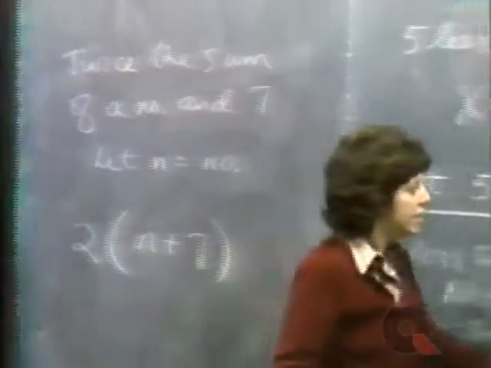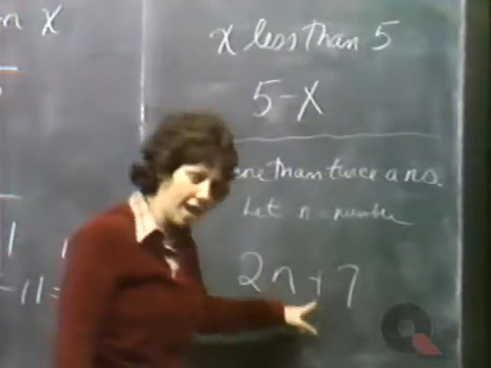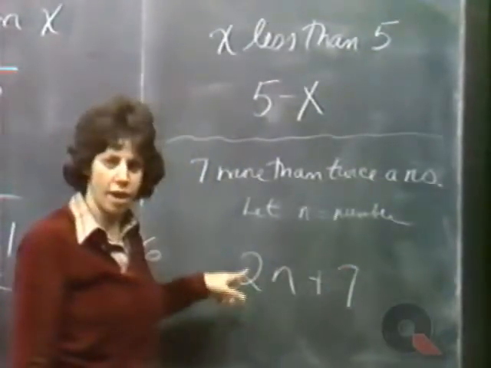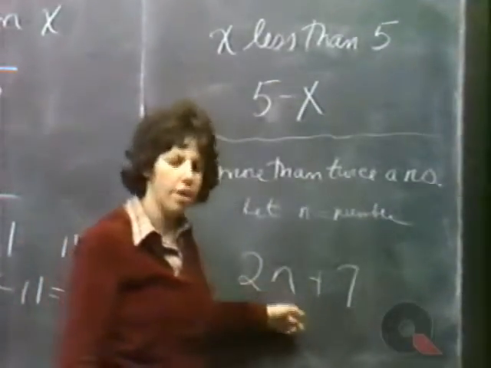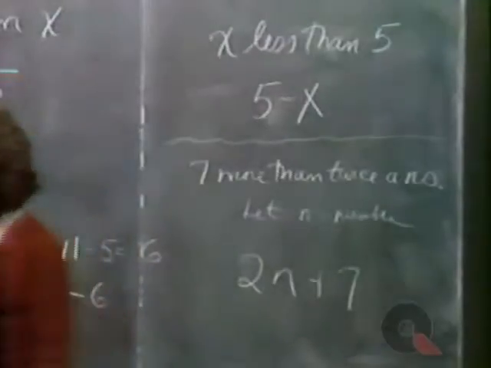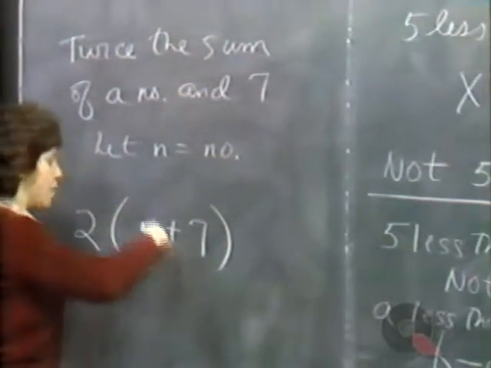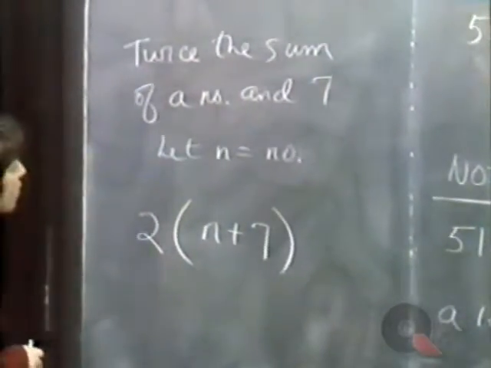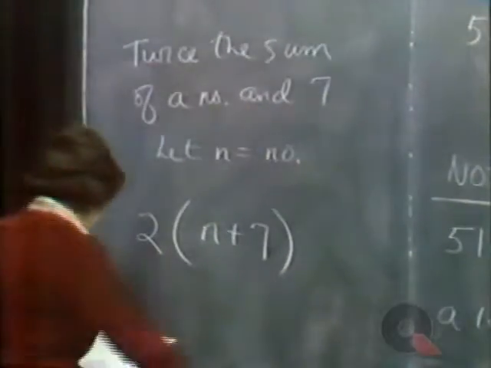Before we had 7 more than twice a number. That was 2n. N was doubled, and then plus 7. Here, just n was doubled. It was twice the number, and then you added 7. Here, however, it's twice the sum. So first you add n and 7, and then twice that entire sum. So you need the parentheses to represent this statement in algebra.